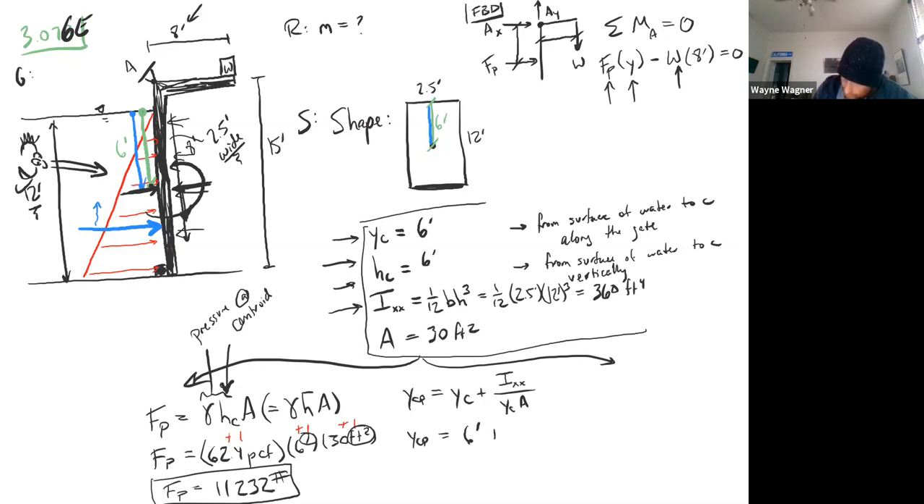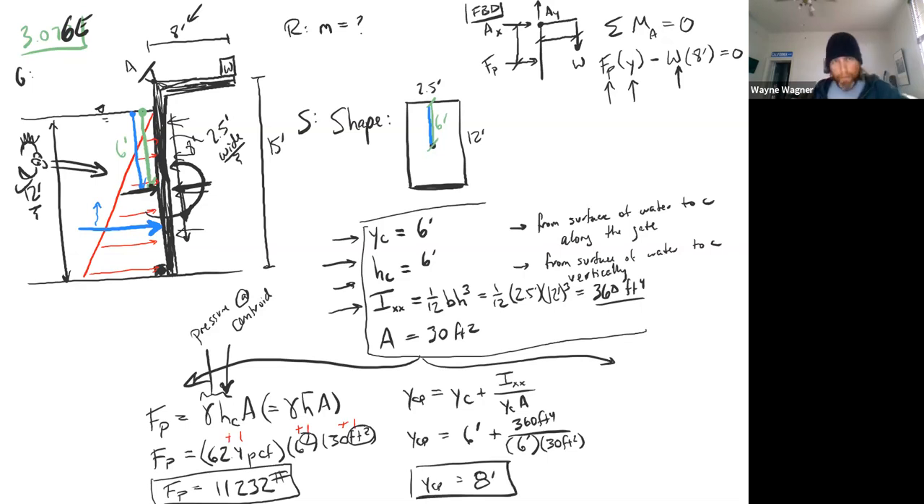And then how much further down are we going to go? Well, we're going to add 360 feet to the fourth, over YC, which is 6 feet, and area, which is 30 square feet. Now notice the feet cubed on the bottom, feet to the fourth on the top, so we're going to end up with feet. So YCP equals 360 divided by, looks like 180, so that's going to be 2. So we're going to get 8 feet.